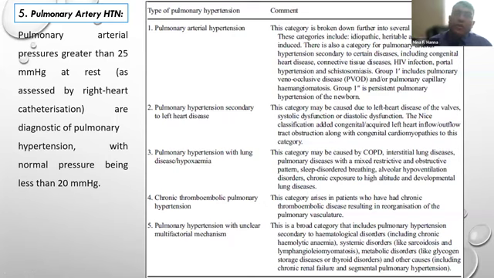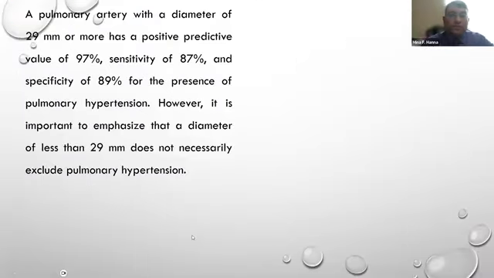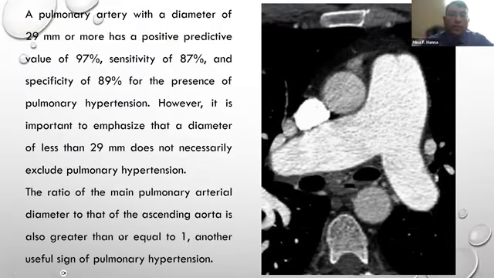So when you see pulmonary hypertension, you start to look at the left side of the heart, to see if there is left heart failure or not. Then look at parenchymal causes like fibrosis or emphysema, and then look at vascular causes like signs of chronic pulmonary thromboembolism as well. As we mentioned, a pulmonary artery diameter of 29 or 30 millimeters or more is positive and has a very high predictive value, and the ratio of the main pulmonary artery diameter to the ascending aorta is also important.